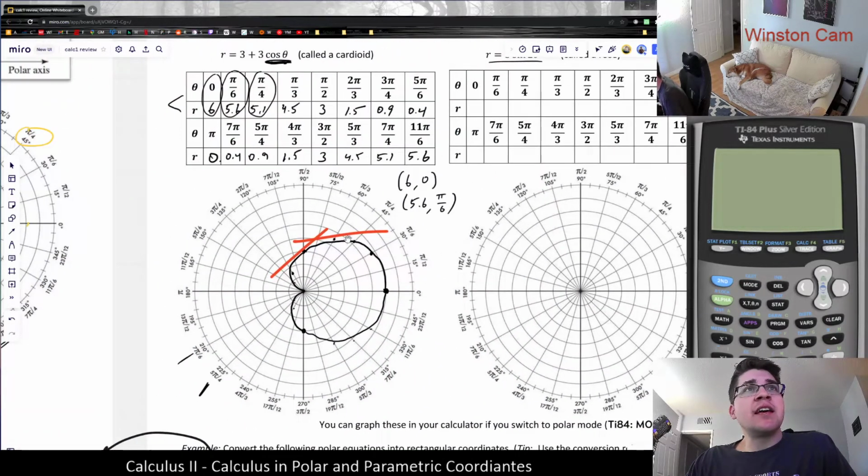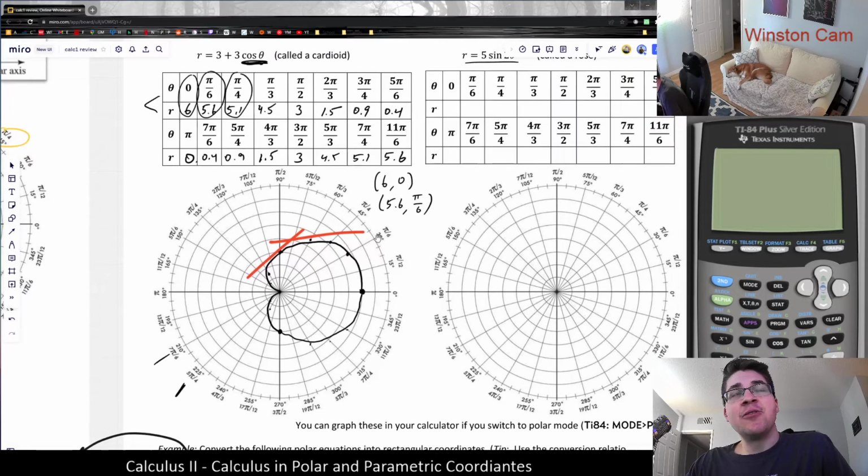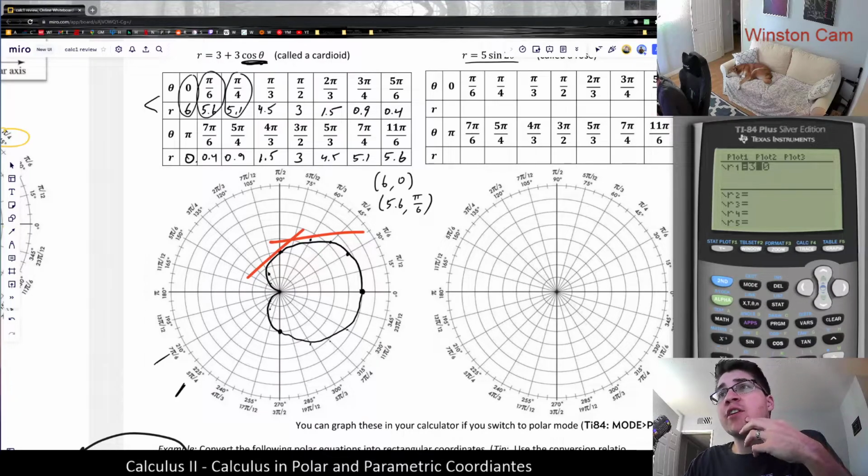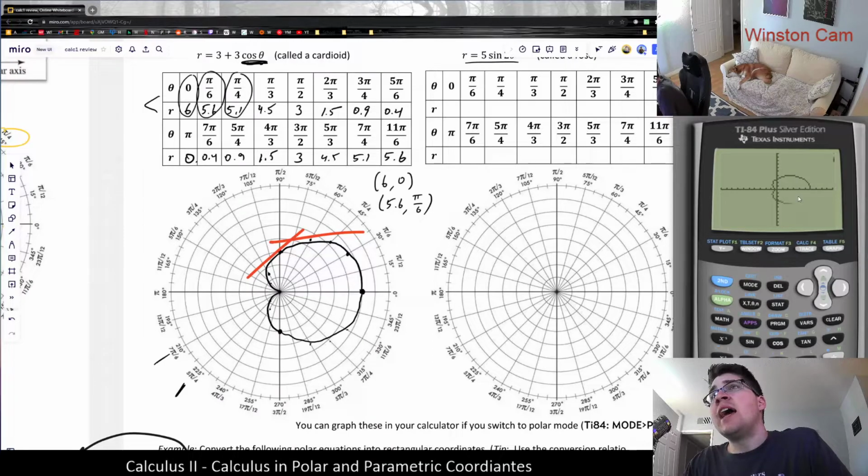And going back and looking at our curve, it doesn't necessarily look exactly like it's 0. But again, as I said, this was a graph that we created by hand, not necessarily going to be perfect. If we look at the graph of the cardioid in a calculator, 3 plus 3 cosine theta, and now we look at the position pi over 3, notice that there is a position where there's a vertical tangent.